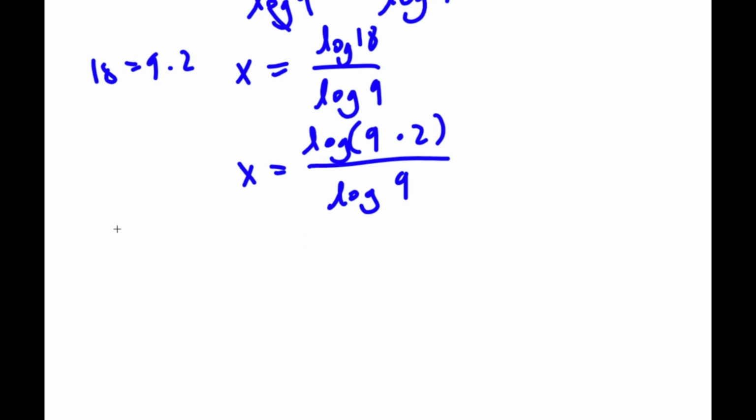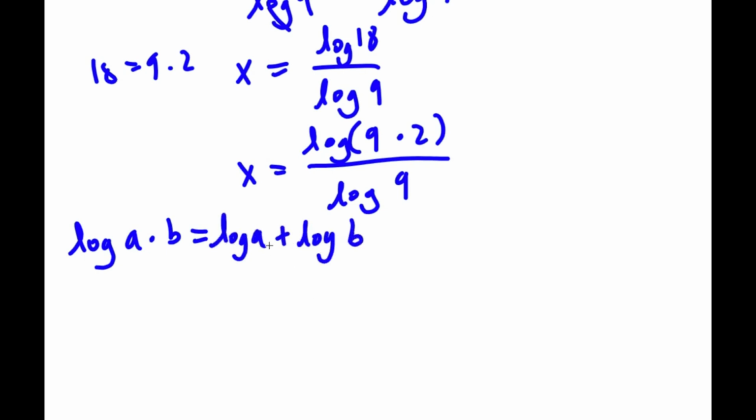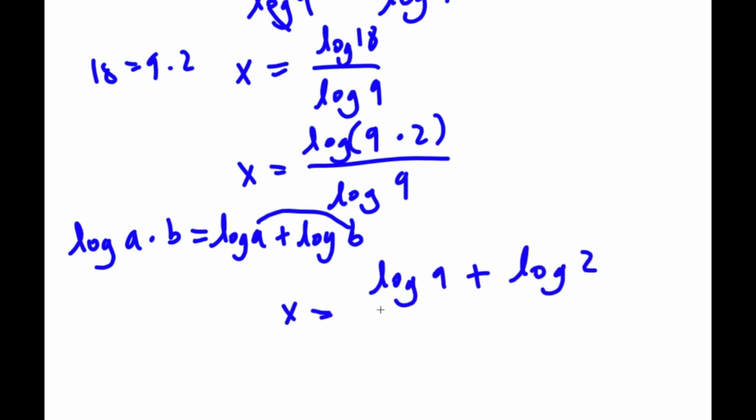So now, if I have a logarithm in the form log a times b, this is actually equal to log a plus log b. Because remember, when you're adding logarithms, you're technically just multiplying the two numbers in front of the logarithms. So now log 9 times 2 is going to equal log 9 plus log 2. So now I have log 9 plus log 2 divided by log 9.